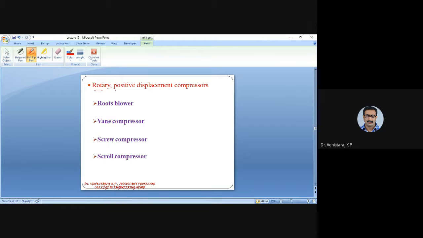In that there is an element: we have a cylinder and a piston which reciprocates. So the type of motion is reciprocating motion, or to and fro motion. Now we will be discussing positive displacement compressors where we have rotary motion. Rotary means rotating. The centrifugal compressor is rotating, but actually a centrifugal compressor is not a positive displacement compressor; it is a dynamic compressor. But there are rotary compressors which are classified as positive displacement compressors.